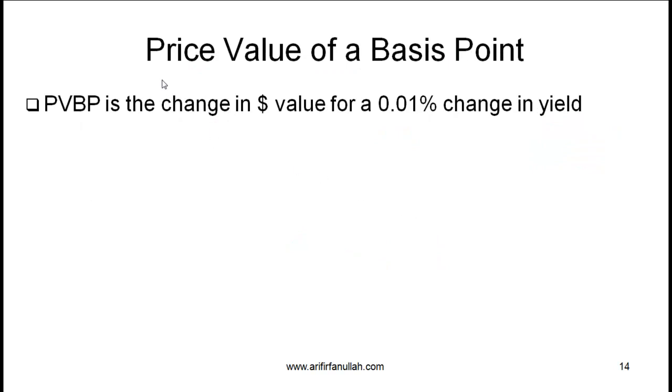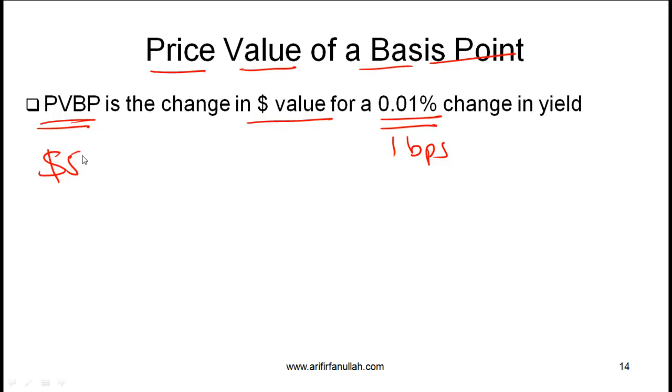The final point in this lecture now is on the price value of a basis point. PVBP, price value of a basis point, is the change in dollar value of a bond or a portfolio for a 0.01% change in yield. So this is a 1 basis point change in yield. So if a bond has a PVBP of $50 or a portfolio has a PVBP of 50, this means that if the yield goes up by 1 basis point, then the value of the bond portfolio comes down by 50.